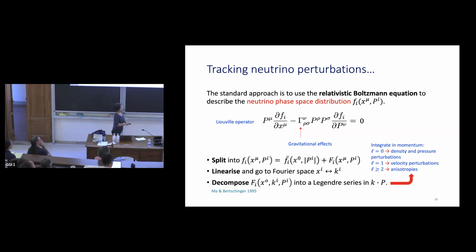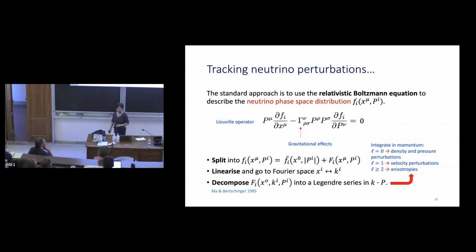The dipole here would correspond to velocity perturbations. Okay, they don't matter for us. What matters are the higher multipoles, so multipoles larger than 2. Once you go to L of 2, 3, 4, 5, 6, whatever, these are the anisotropies. This is the shear stress in the neutrino fluid. Okay, so that's what we do in the standard case.